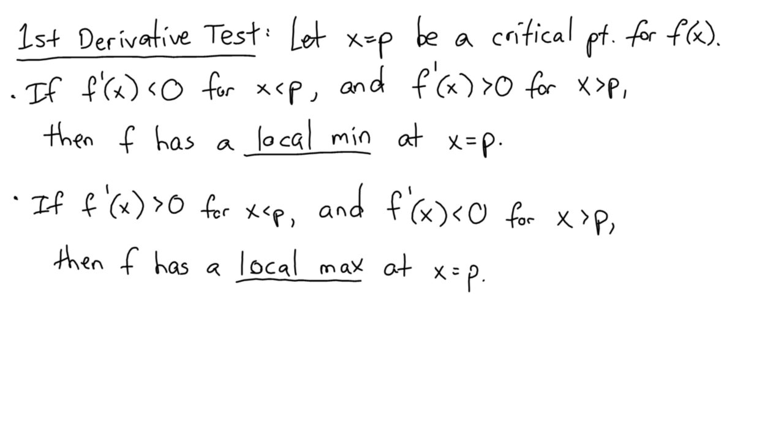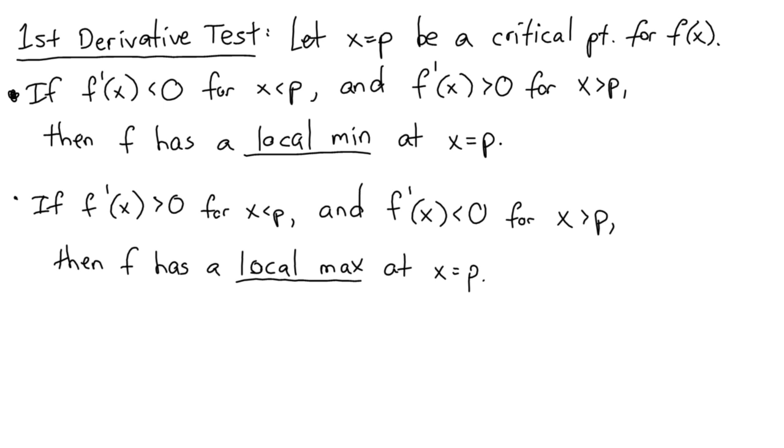Remember that you can only have a local min or max for a function at a critical point. That's a point where the derivative is 0 or undefined. And then once you know that you have a critical point, you still have to check and see what kind of critical point it is. Is it a min or a max or neither? The first derivative test is one way of doing that. Basically what it looks at is the function being increasing or decreasing before or after the critical point.